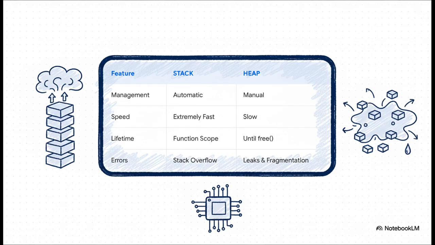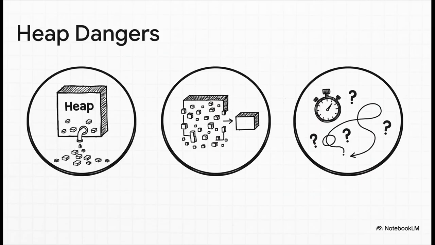But all that control comes with some big risks. And in embedded systems, those risks are a huge deal. If you forget to free memory, you get a memory leak that slowly eats up all your available RAM. Then there's fragmentation, which is when your heap gets broken up into a bunch of tiny, useless little pieces. But the biggest deal breaker, especially for real-time systems, is that using the heap is non-deterministic. You can't predict exactly how long it'll take to run, which is a massive no-go in anything safety critical.